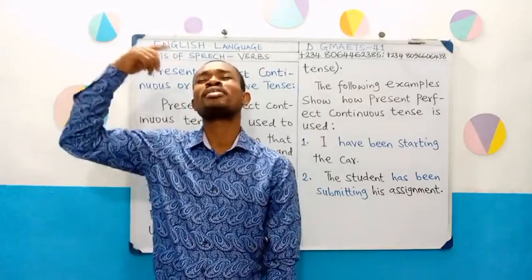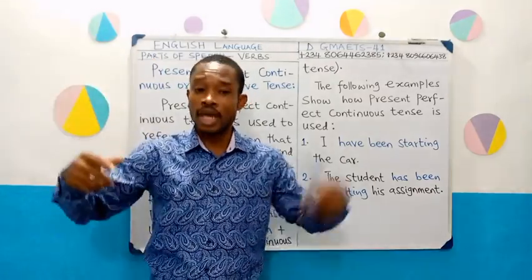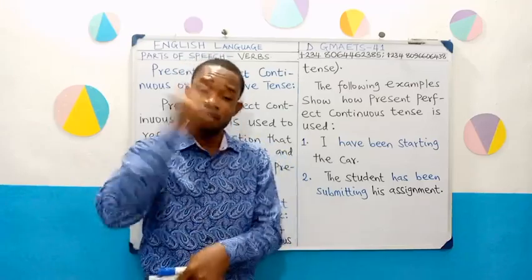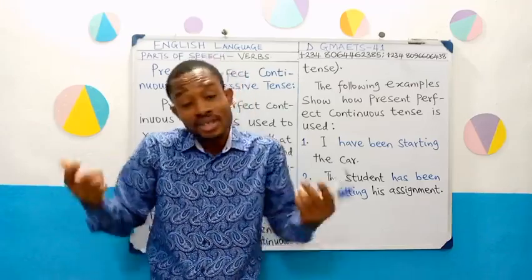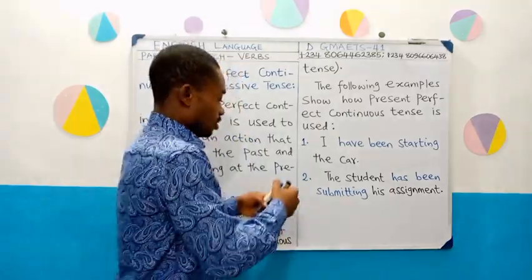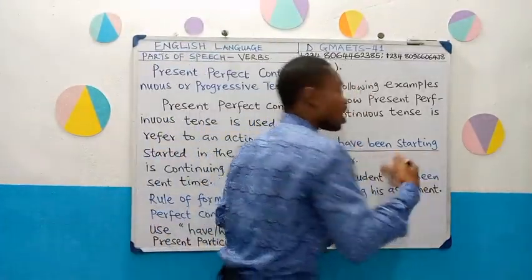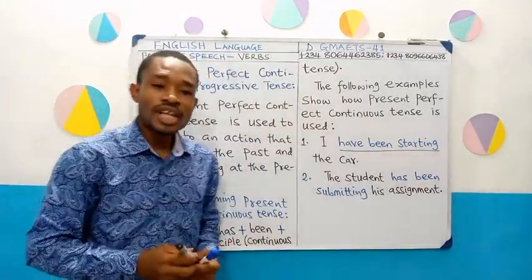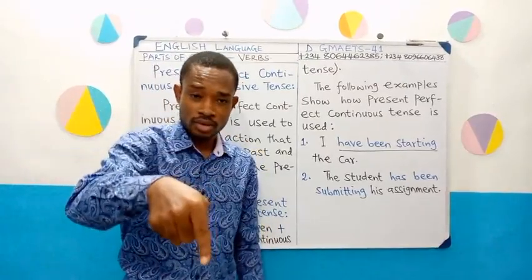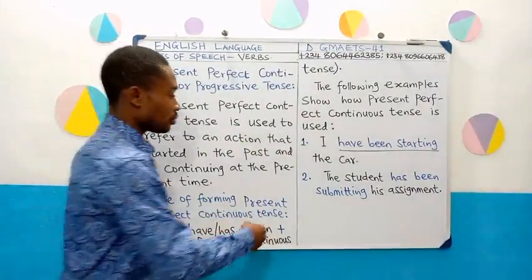I have been starting the car. Yes, it means before you came, I was starting the car. Now, when you are there, as I'm telling you, in your presence, I'm still starting the car. It's disturbing me. I have been starting the car. So our present perfect continuous tense here is have been starting. It shows that the action started in the past, and until the time I'm still talking to you, it is still happening. That's up to the present time.